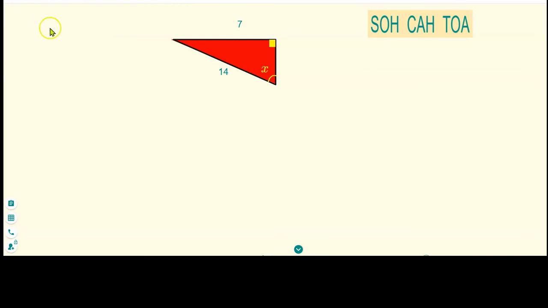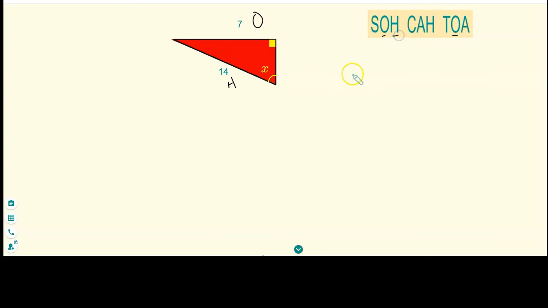So let's try another example. We have this triangle, and we need to label the sides. We have 7. 7 is the side which is opposite x, so that's going to be your opposite side. Which function here has the O? We have the sine, and the tangent has the opposite side. Now 14 is the side opposite the 90-degree angle, so that's got to be the hypotenuse. Which function has the hypotenuse as well?